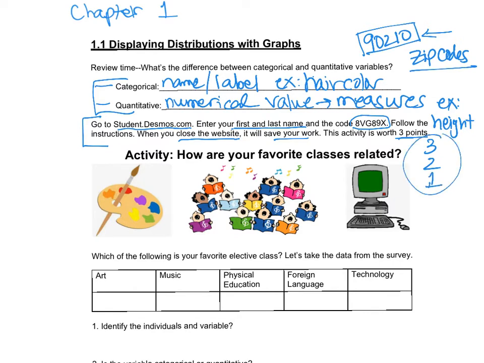So you can talk to your friends. This is not cheating or anything, but it's going to be a sorting thing. So you could go ahead, pause this video, and do that now to kind of get used to the difference between categorical and quantitative variables.